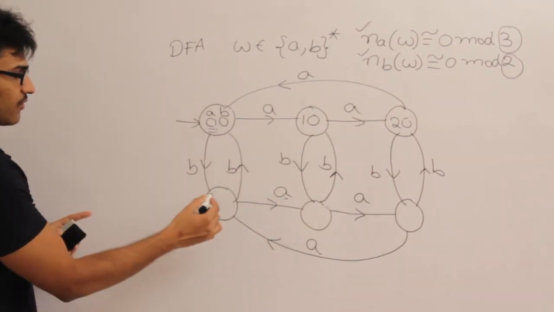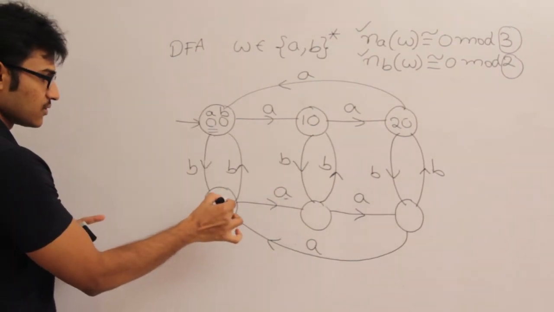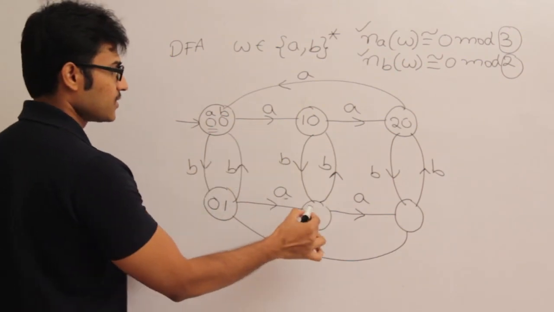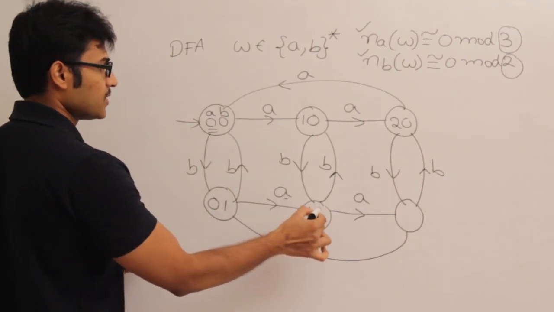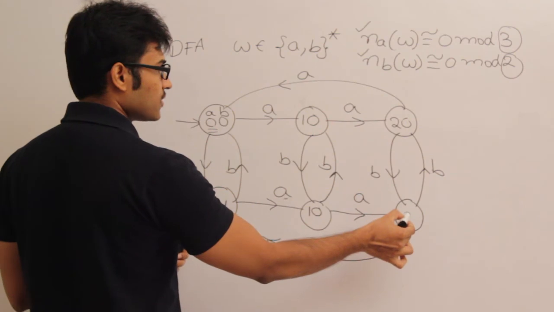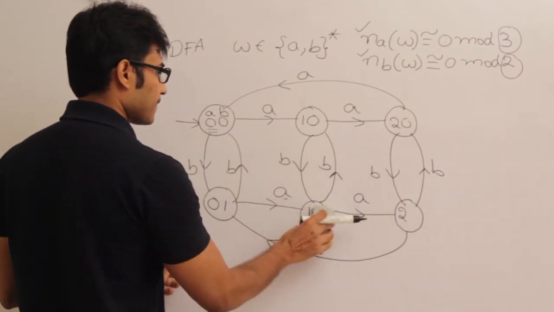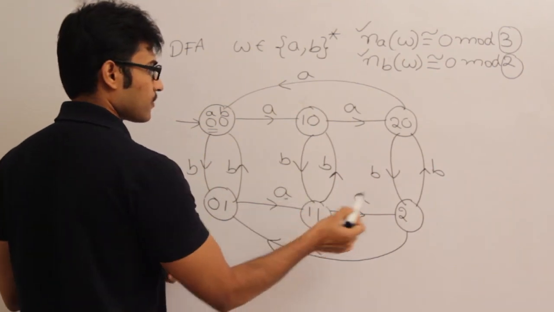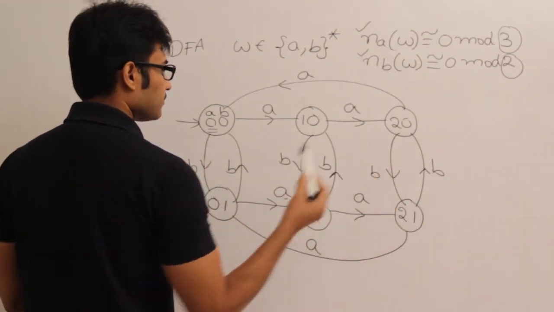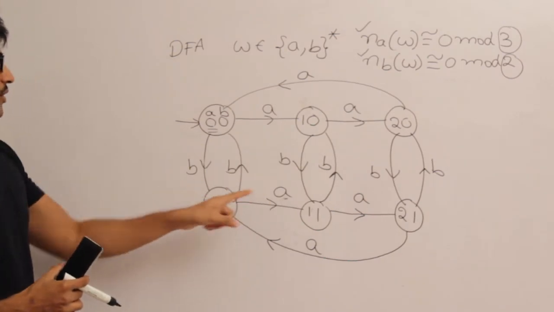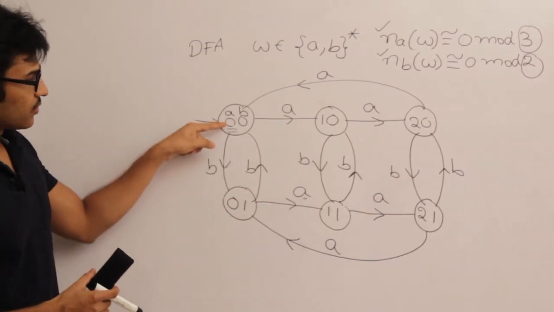So here number of A's is going to be 0 and number of B's is going to be 1. Here number of A's is going to be 1 and number of B's is going to be 0. Here number of A's is going to be 2 and number of B's is going to be 1. Check it. So in order to reach this state, I have to see 0A's and 1B.